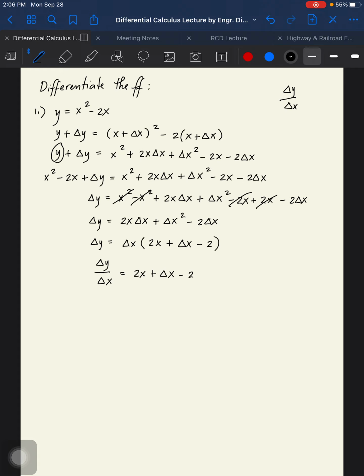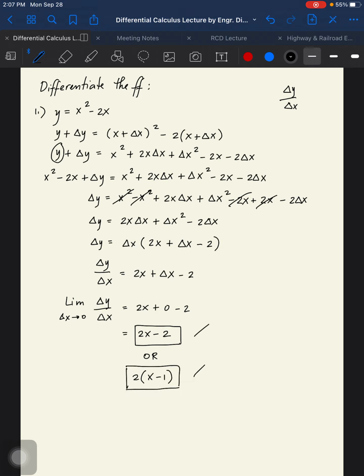Now for the third step, step number 3, we need to get the limit of delta y over delta x as delta x approaches 0. That is equal to 2x plus 0 minus 2, and that is equal to 2x minus 2. Or we can have the answer 2 times x minus 1. So we have two possible answers here. Okay, so that is our 3-step rule.